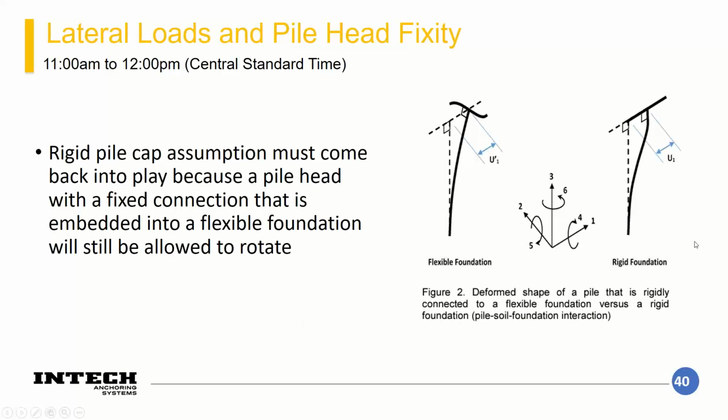And again, we need to have a rigid foundation. A flexible foundation, even with a fixed head condition, is still going to have rotation because now your actual foundation is rotating, not your pile, but your foundation, which will actually end up rotating the pile too. But when you've got a rigid foundation and a fixed condition at the top, that's when we see this sort of optimal scenario where the pile head is not rotating.